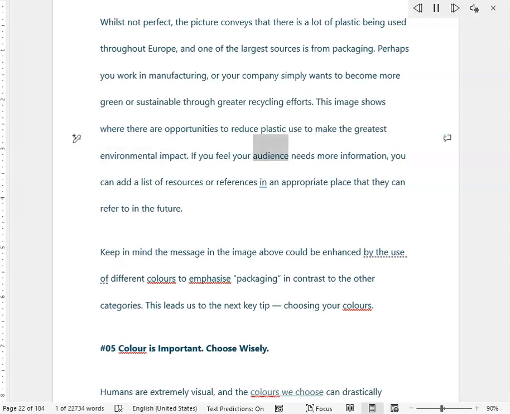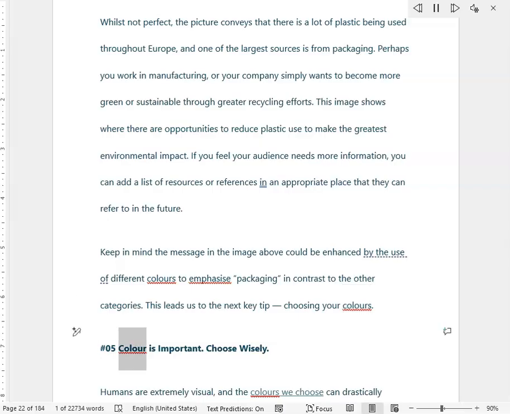If you feel your audience needs more information, you can add a list of resources or references in an appropriate place that they can refer to in the future. Keep in mind the message in the image above could be enhanced by the use of different colors to emphasize packaging in contrast to the other categories. This leads us to the next key tip, choosing your colors.